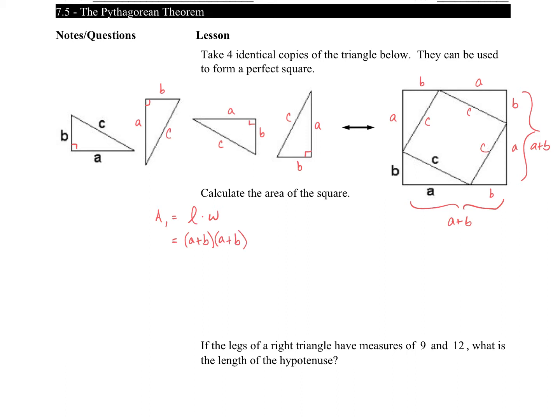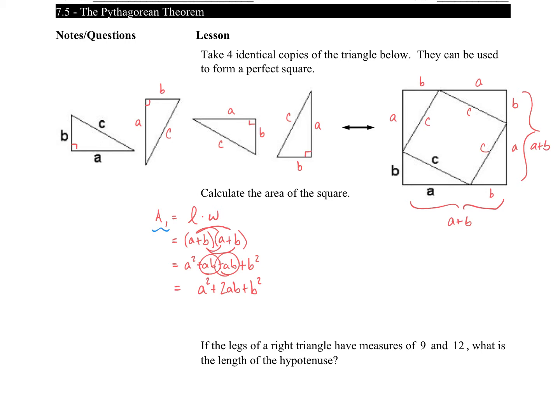Okay, let's make this look a little nicer. So I can go ahead and distribute the A's. Then I have an AB. Now I have another AB. And then I have a B squared. And finally, I can combine these two like terms. So I can rewrite this as A squared plus 2AB plus B squared. So this is one way that I can calculate the area of this figure.